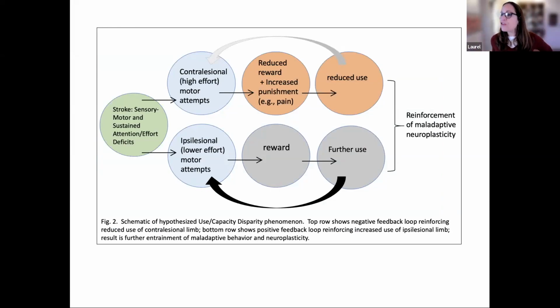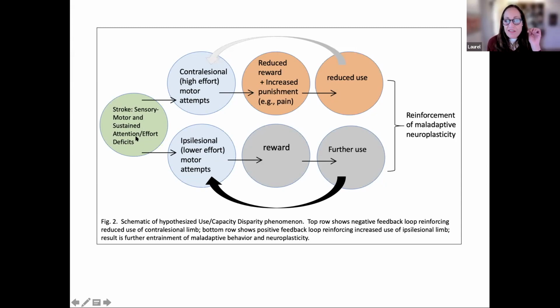So let me, first, before I show you the next experiment, walk you through this updated model of non-use, which has an important additional component. The important additional component here is that not only do stroke patients have sensory motor deficits after stroke, but many of them also have deficits in sustained attention and effort, ability to expend effort and arousal. This has also been called cognitive capacity, attention capacity. There are a lot of similar and partially overlapping concepts in the literature.